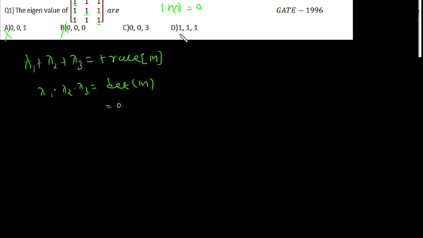So option D will be wrong because it gives the multiplication as 1, and we need the multiplication as 0. So the only remaining option is C. So option C correctly describes the three eigenvalues of this 3 cross 3 matrix. So option C is the correct one.